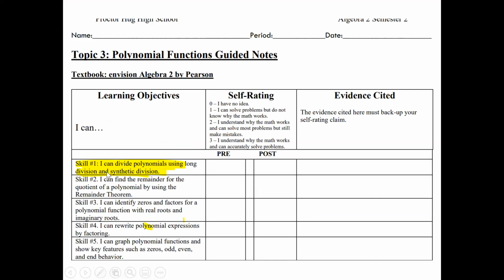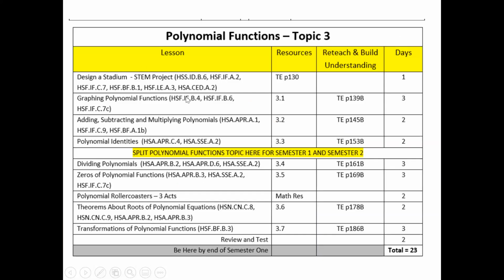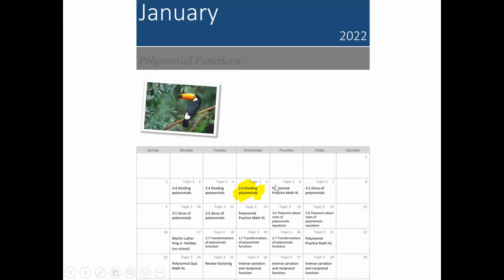All right, so today we're going to continue talking about I can divide polynomials using long division and synthetic division. So we're still at skill 1 today. This is week 1 Wednesday, so we're going to start working on this.